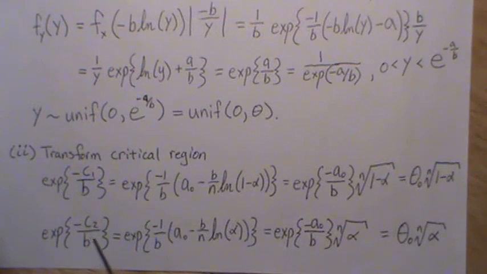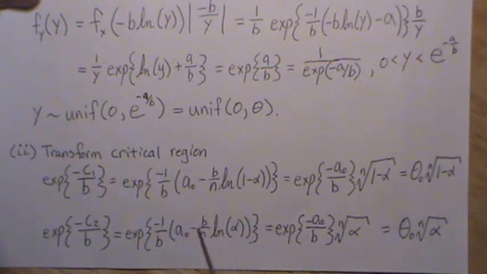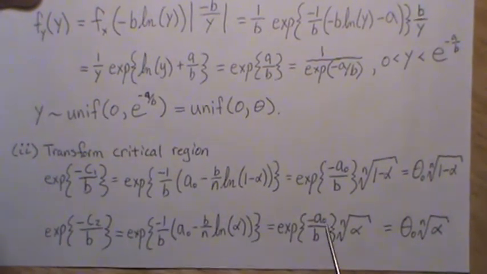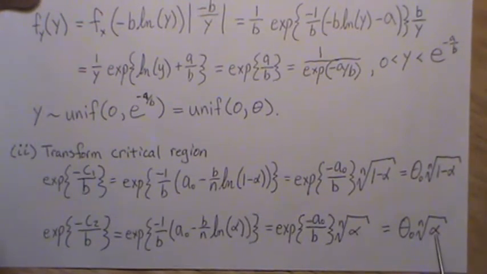And then to convert the second critical region using the transformation, we get e to the minus 1 over b, and this would have been x, but we put in C2. And then this reduces to this, but we were calling this theta naught, and that's the nth root of alpha.